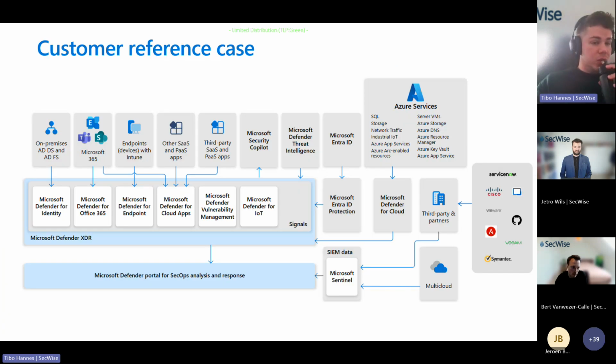Then finally, here we can see the entire architecture of their Sentinel. We will go through it and we will highlight some pieces to let you know how it works.